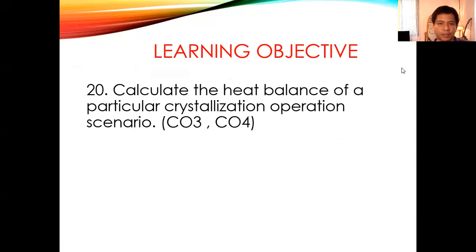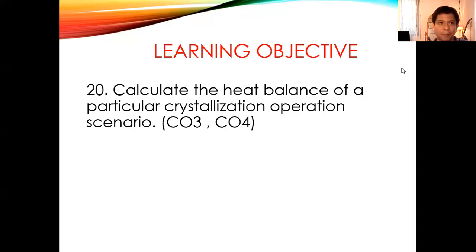We're going to calculate the heat balance of a particular crystallization operation. What is this for? Basically, it's similar to the evaporator. If you still remember the heat balance of the evaporator, it's the calculation of the heat amount used by the evaporator. All the heat used in the evaporator comes from the steam. That's why the heat equation for the evaporator is S times lambda S.